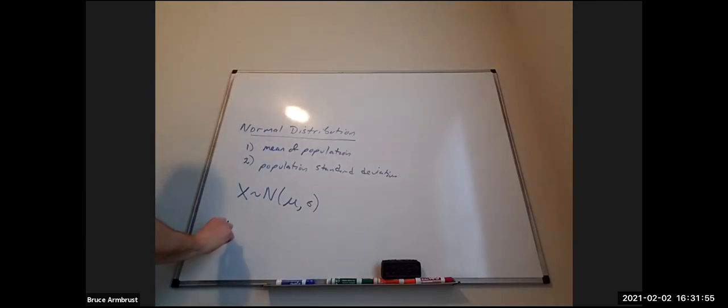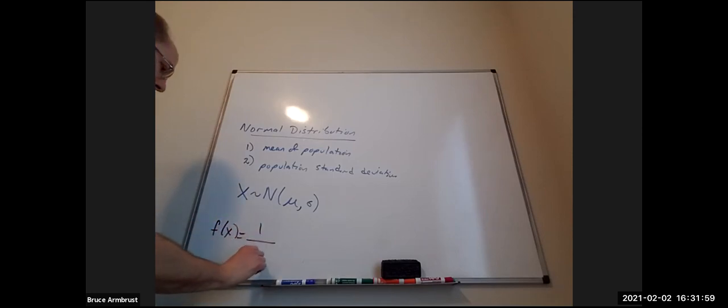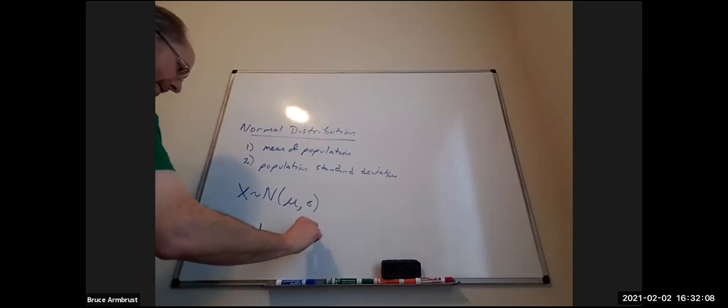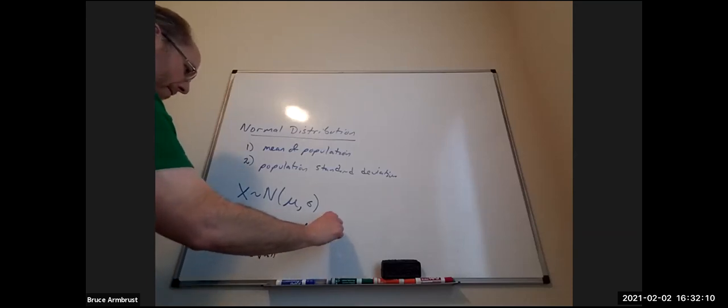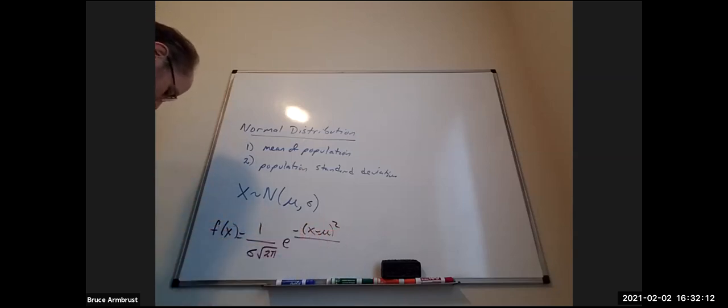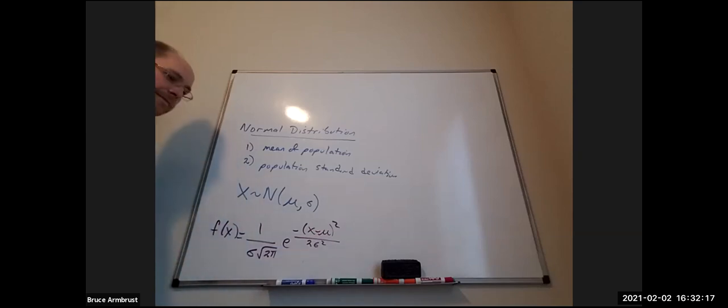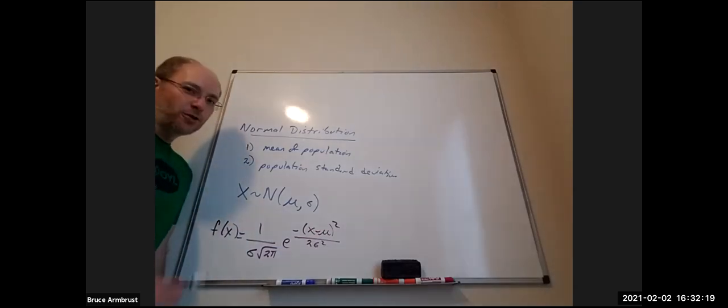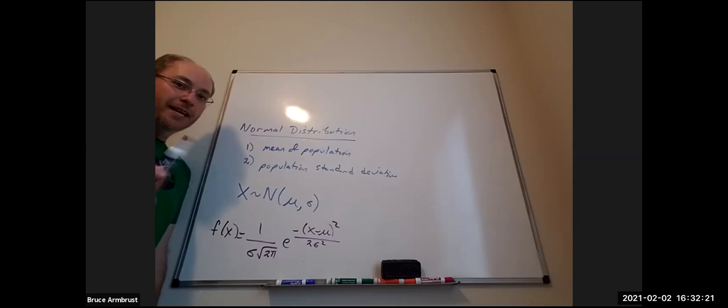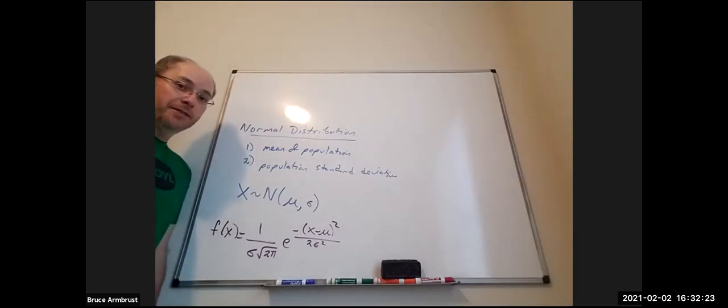We've got f of x. It's equal to 1 over sigma times the square root of 2 pi times e to the negative x minus mu quantity squared divided by 2 sigma squared. I told you it was ugly. Again, don't try to memorize this. Please don't. Please don't. All right.